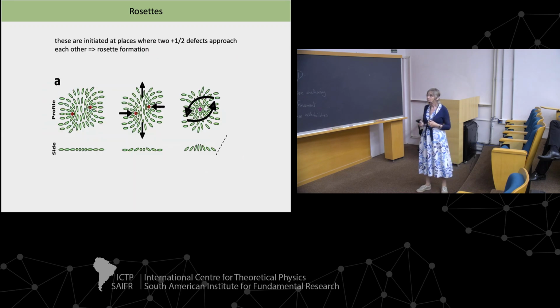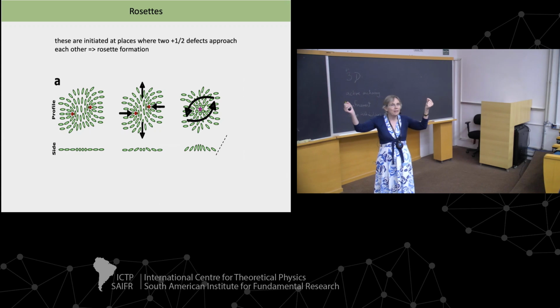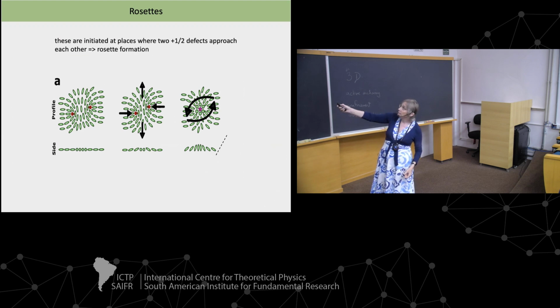So what actually happens in these systems is that two plus half defects come towards each other. They're repulsive, so they go round each other like this, two things like like charges moving around each other. And so they set up flows because they're moving. And these flows tend to push the bacteria, so they're pointing out of the plane. Bacteria are moving in the plane.